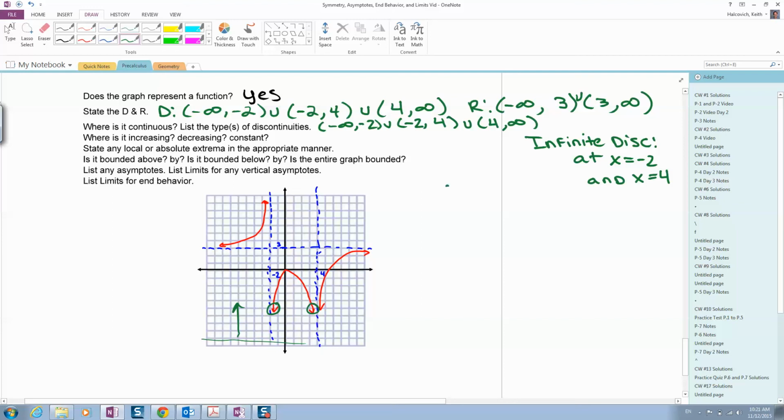Where is it increasing, decreasing, or constant? Well, it is not constant. Notice it increases from negative infinity to negative 2, and then from negative 2 to 0, and then from 0 to 4 it decreases, and then from 4 to infinity it increases.